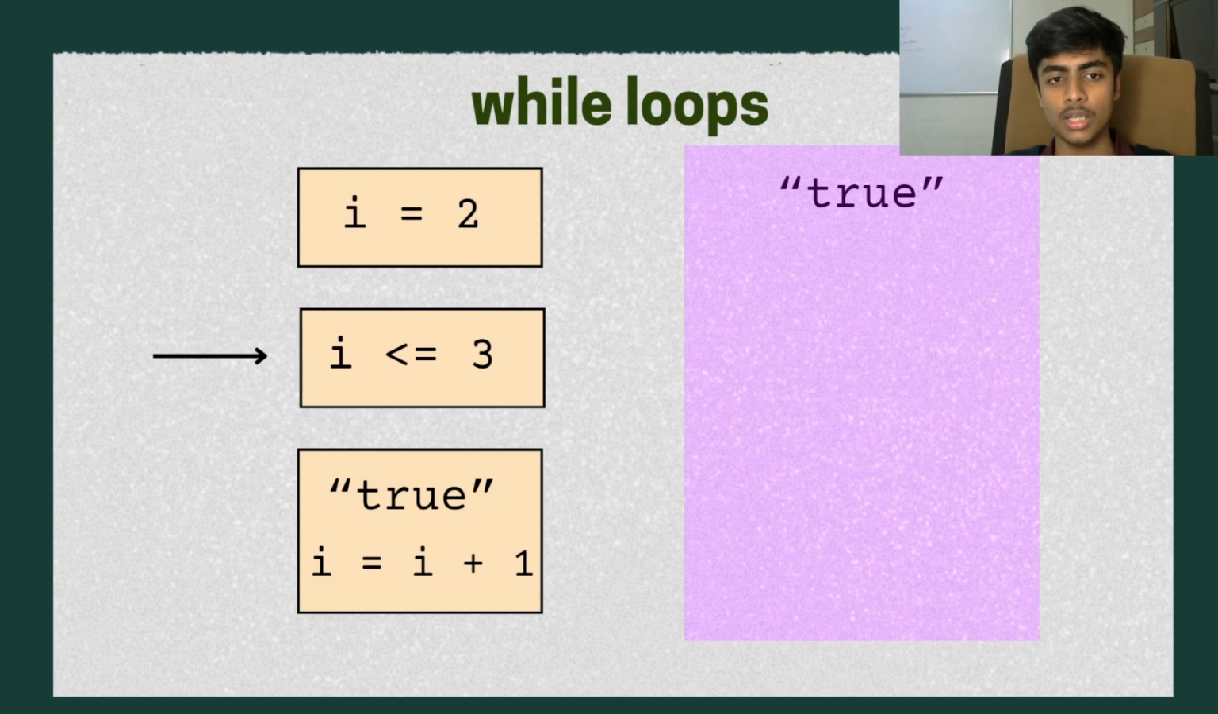Now you can notice that this order of moving from the condition to the block of code and back to the condition is the same thing that we've seen before. This is a lot more similar to a real loop.